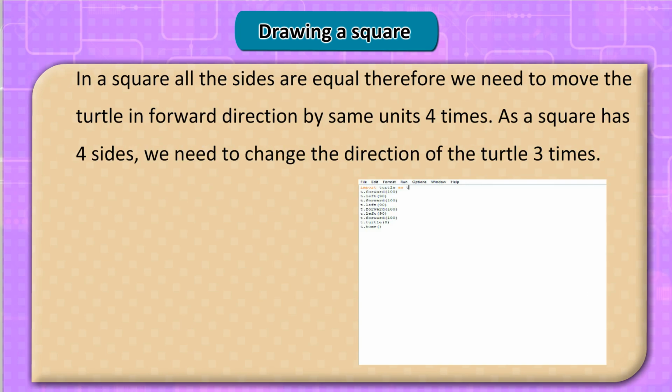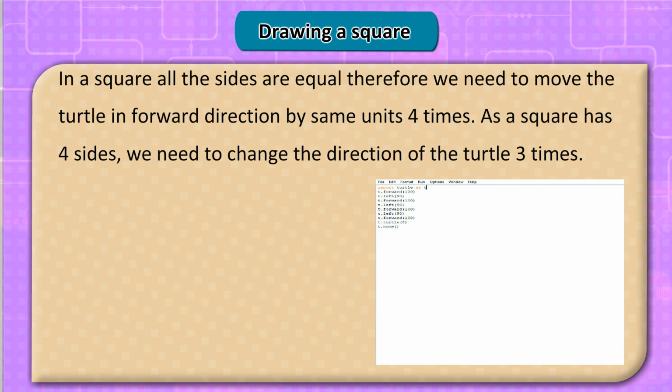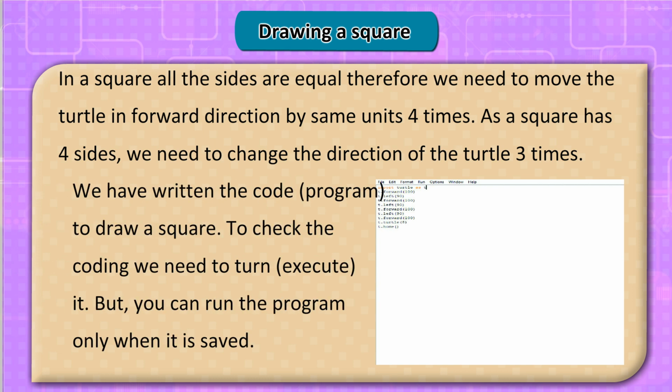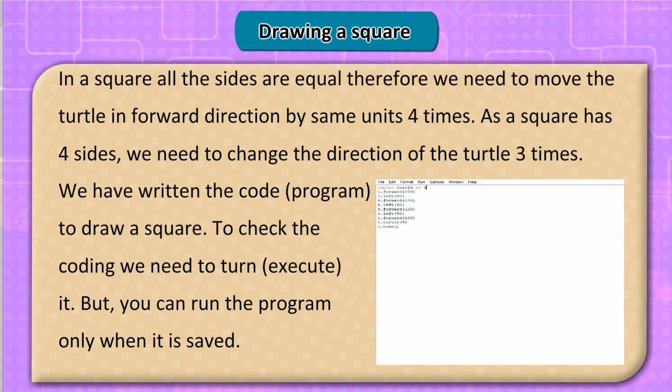Drawing a square. In a square all the sides are equal, therefore we need to move the Turtle in forward direction by same units 4 times. As a square has 4 sides, we need to change the direction of the turtle 3 times. We have written the code, program, to draw a square. To check the coding we need to execute it. But, you can run the program only when it is saved.